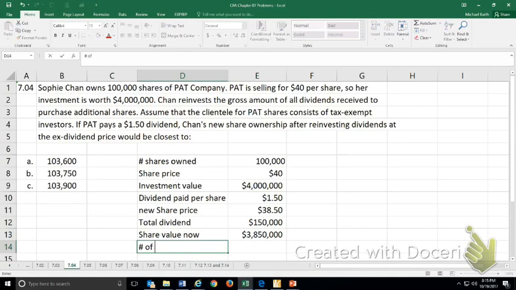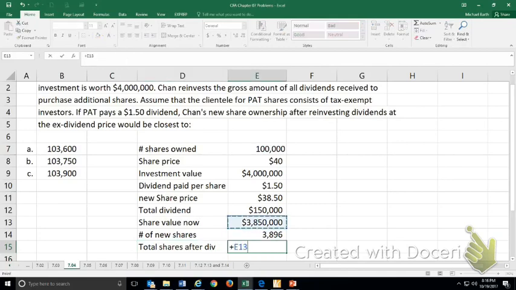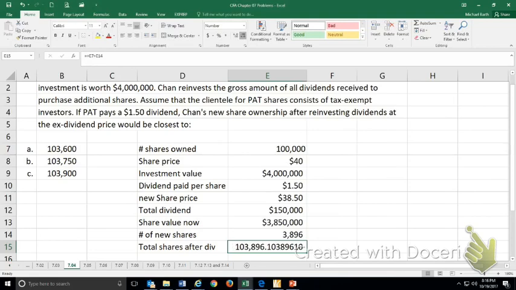The number of new shares: she's just going to reinvest the money. She's going to buy $150,000 of shares at $38.50 per share. That won't be a dollar amount, that's actually a number. She should be able to buy about 3,896 shares. So she originally owned 100,000, and now she goes and buys another 3,896 plus a fraction. We're going to ignore the fraction right now.